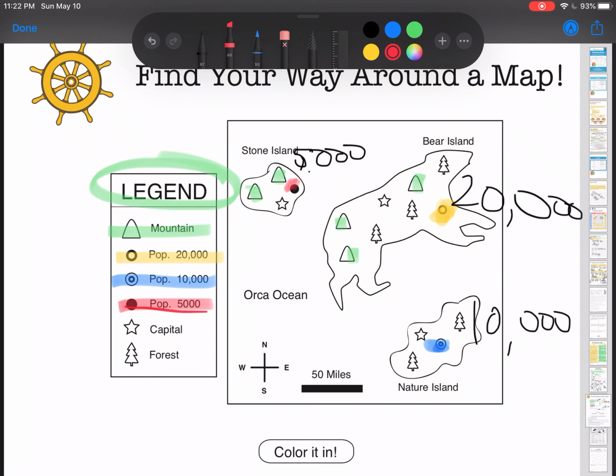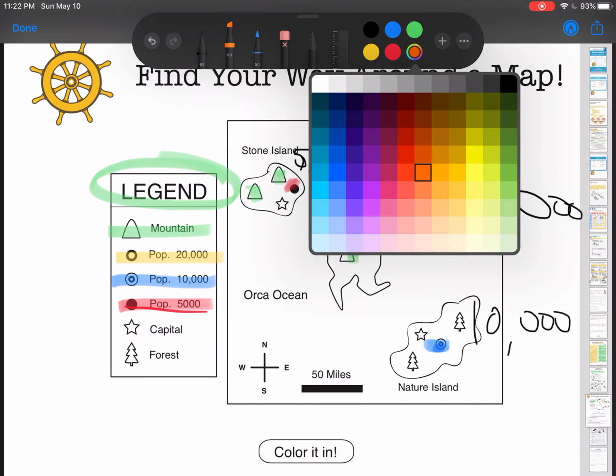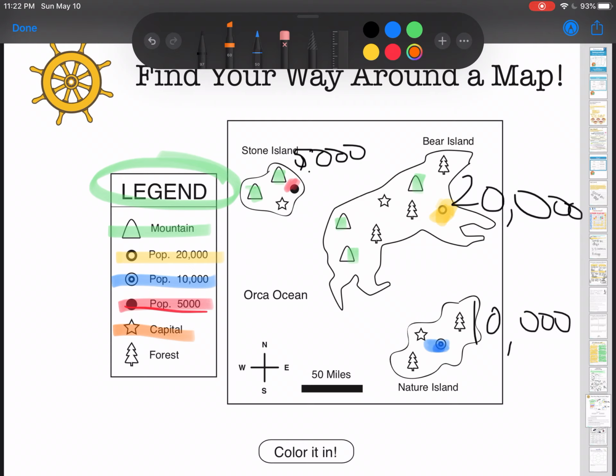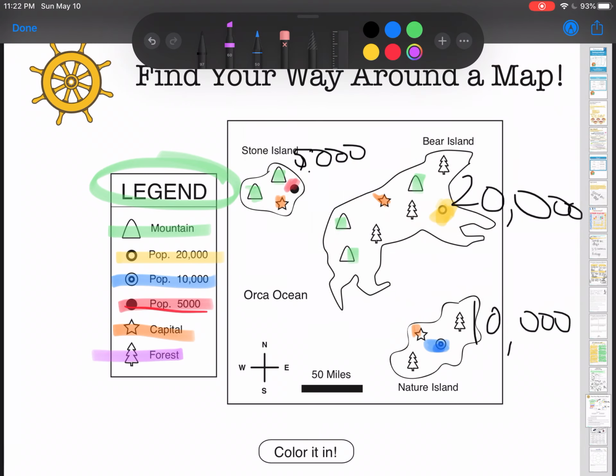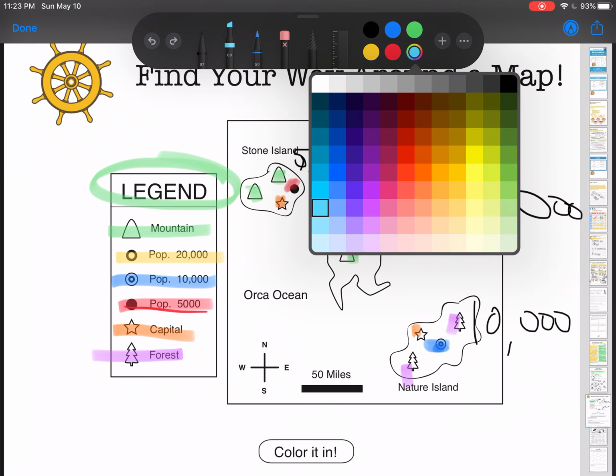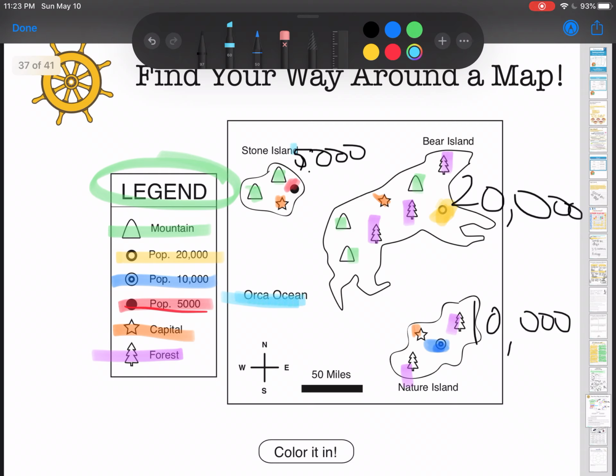Alright, our next one, let's pick a different color. Let's do orange. That is the capital. So here are the capitals of each of them. And right here, these are our forests. So there's a forest here, here, here, here, and here. Stone Island doesn't have any forest. So this is Ochre Ocean. Let me change my color here. So we have Ochre Ocean, Stone Island, Bear Island, and Nature Island.